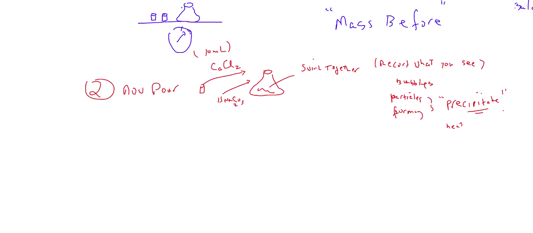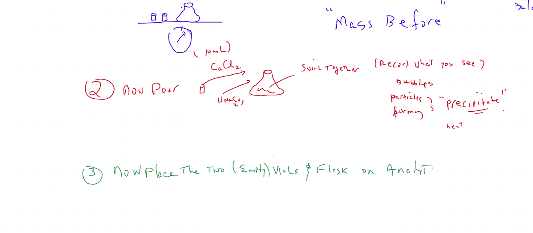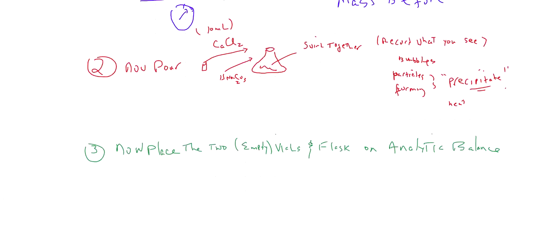All right. Now the third thing we do. Now place the 2 empty vials and the flask on the analytic balance. Okay, and record the mass.